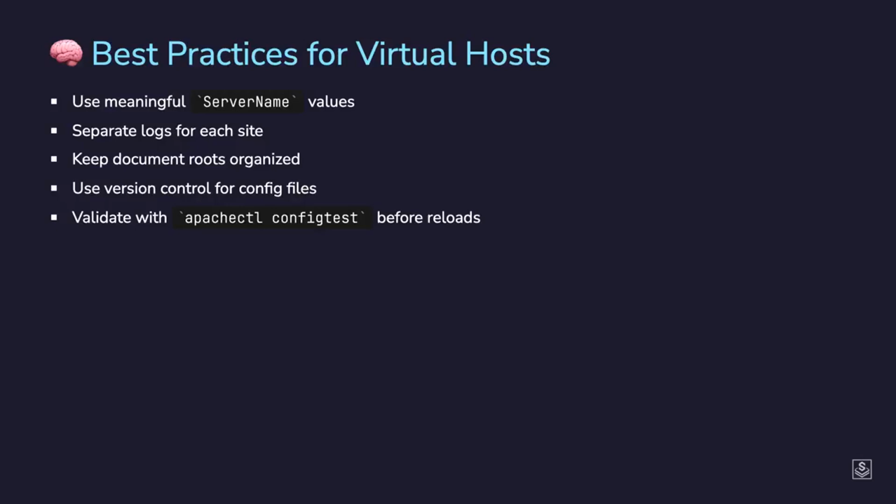Here are some best practices when working with virtual hosts. Use clear and descriptive ServerName values to avoid confusion. Assign separate error and access logs for each site to simplify debugging. Keep document roots organized in /var/www with consistent naming. Use version control, e.g., git, for your config files to track changes. Always validate your configuration with apache2ctl configtest before reloading Apache. Following these practices helps maintain a clean, scalable, and maintainable server setup.